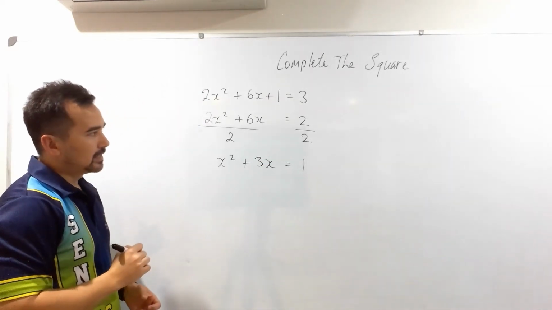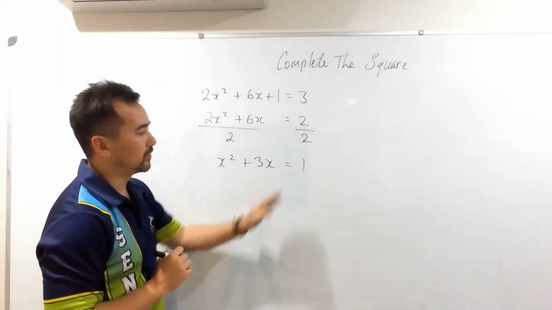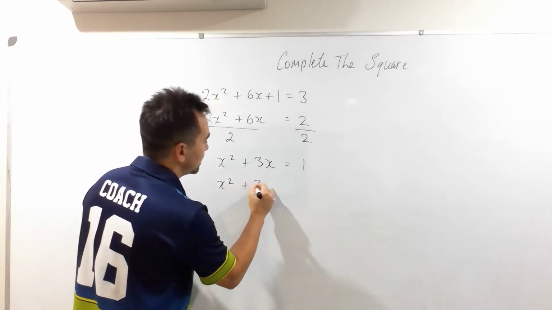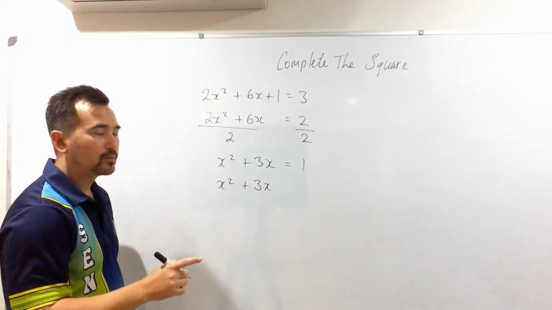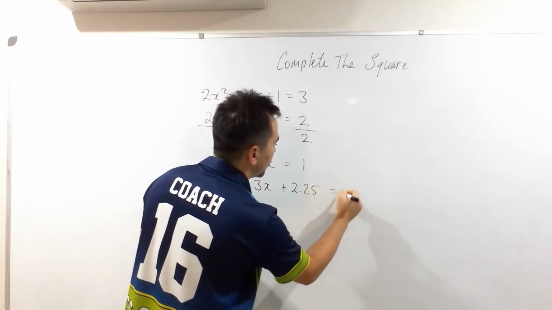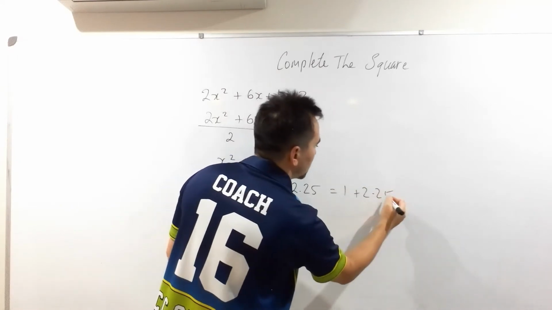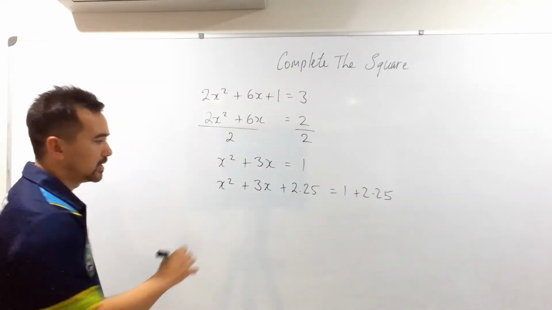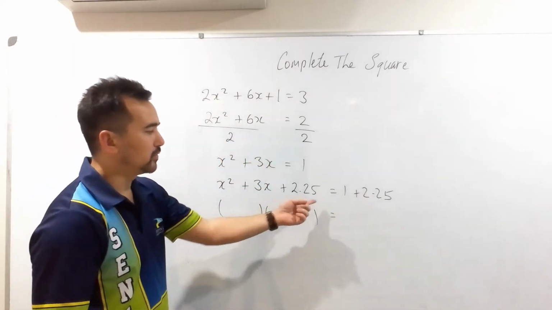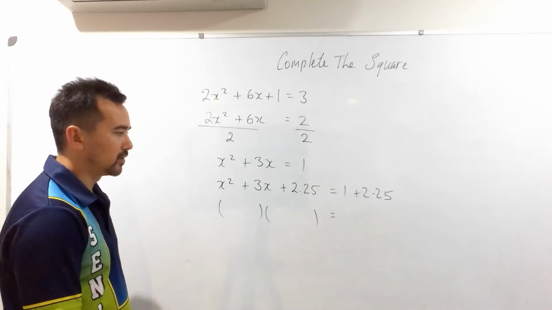Okay. Now the next bit is to take half of this term and square it and put it over here. Alright. Now half of 3 is 1.5, and 1.5 squared is 2.25, and if I add 2.25 to the left, I have to add it to the right. Okay, so then our next step is to factorize this, and I have to find factors of 2.25 that add to make a 3, and it can get complicated very quickly.